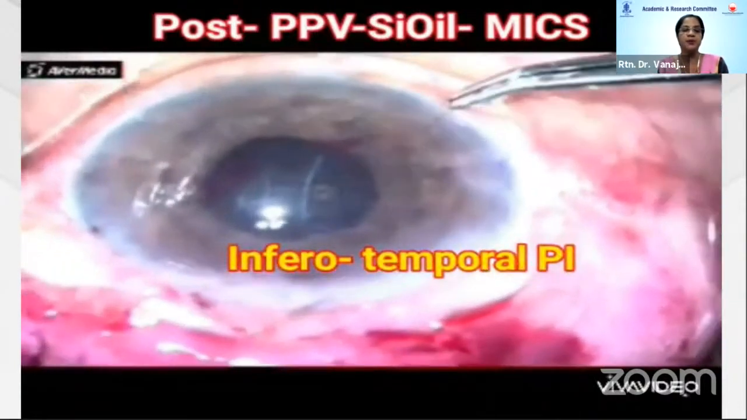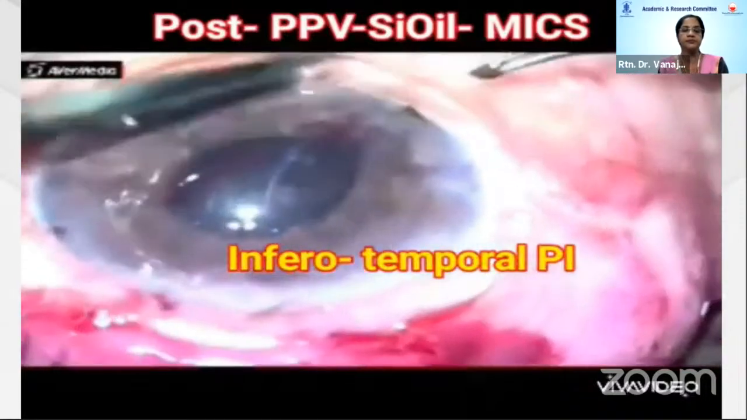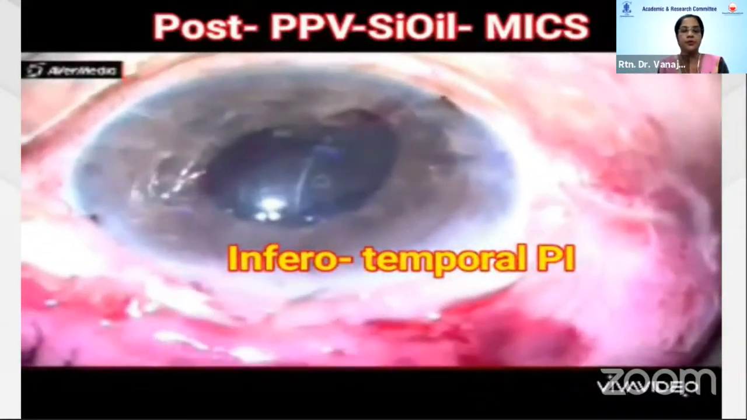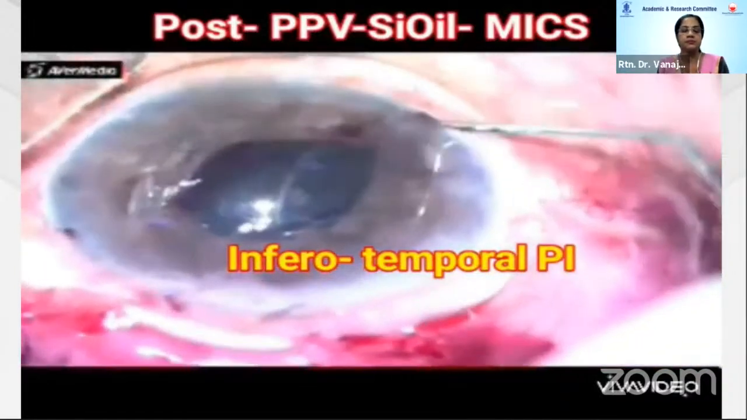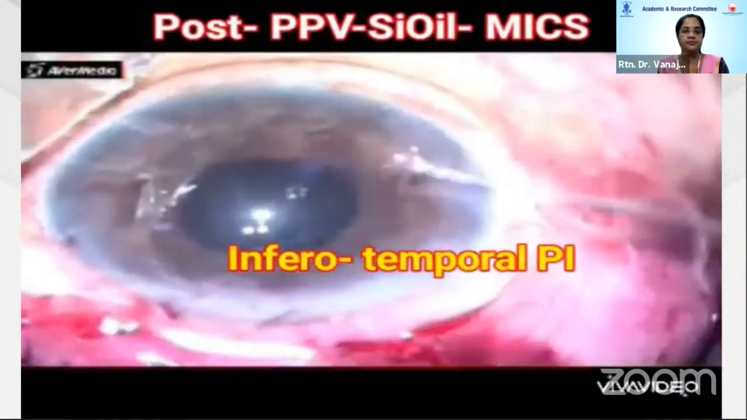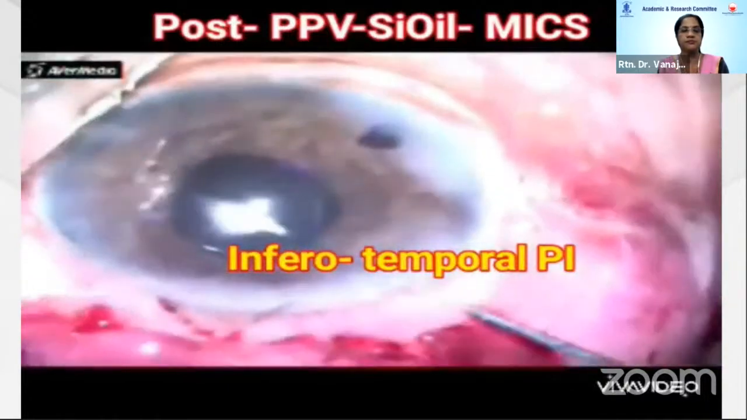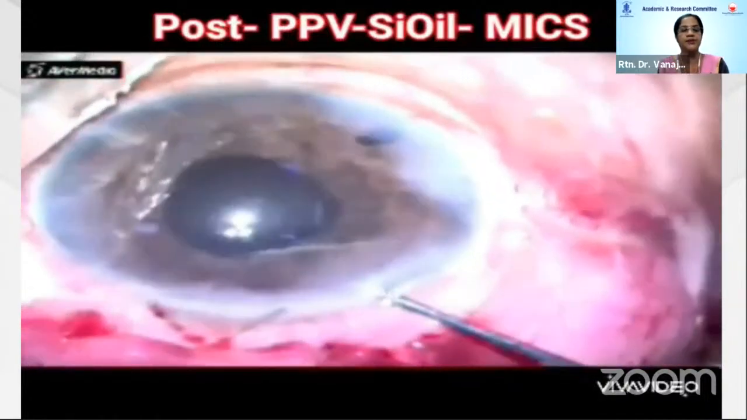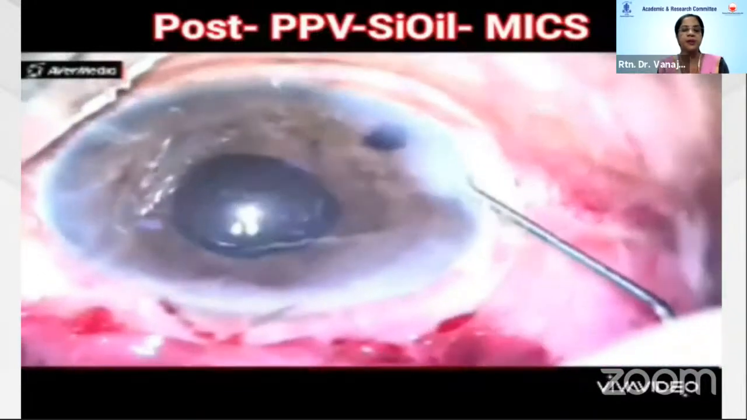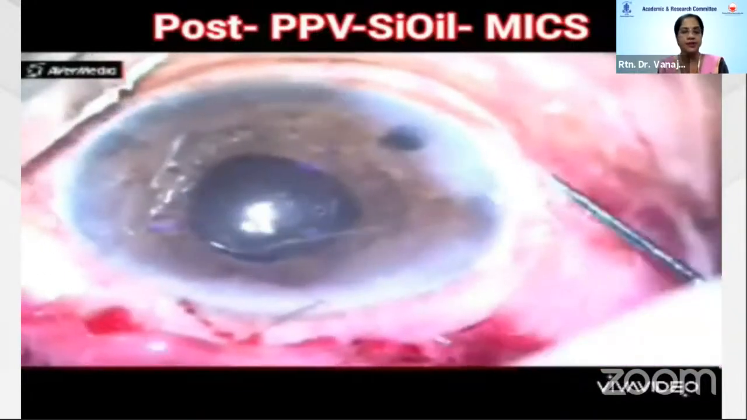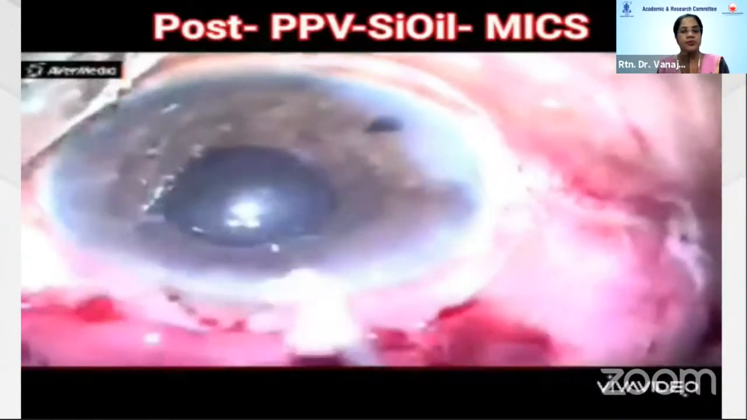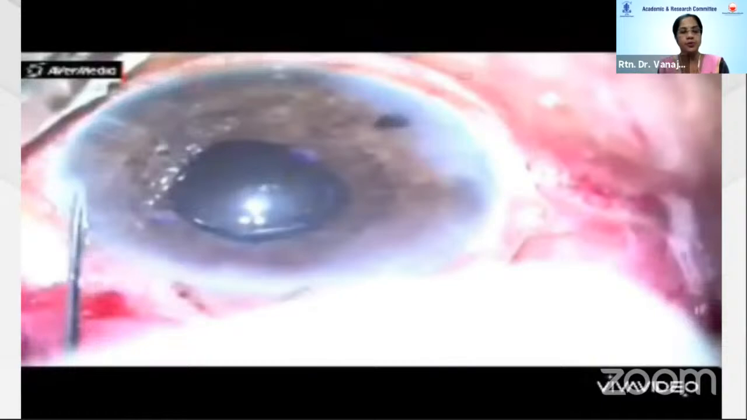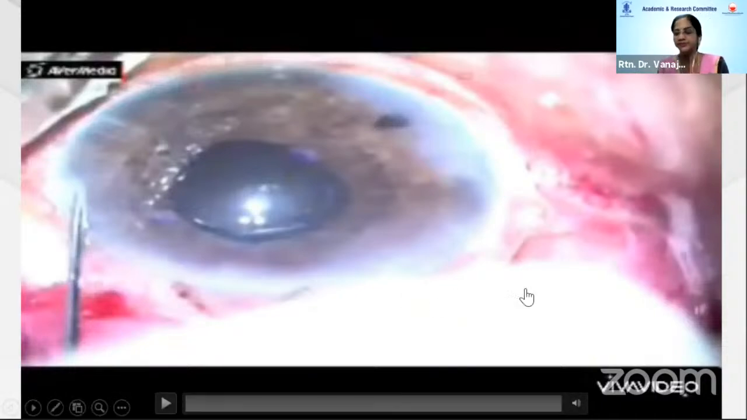I'm doing an inferior PI, an infratemporal PI, and surgery is completed. Bimanual wash was already done, and there was not much meddling because we don't want more silicone oil to come out. Surgery is completed.